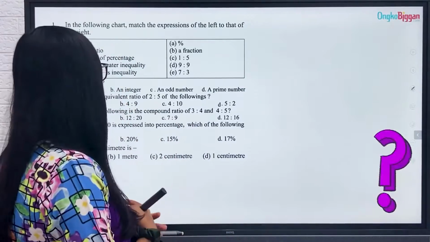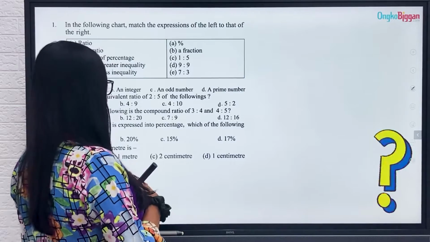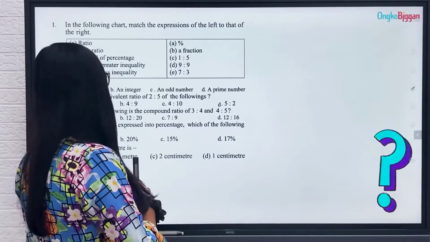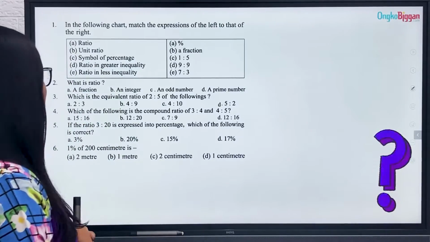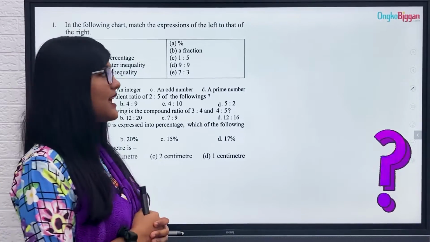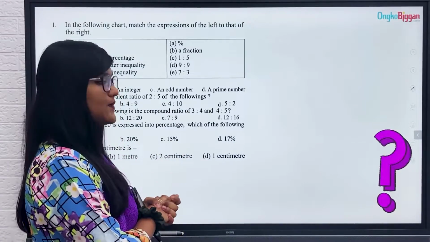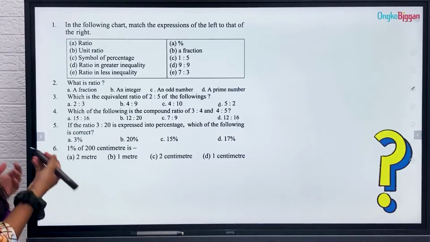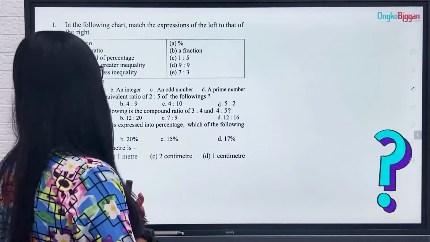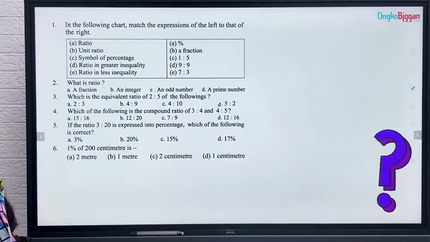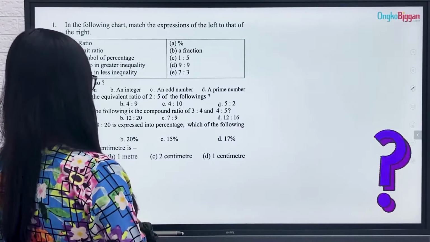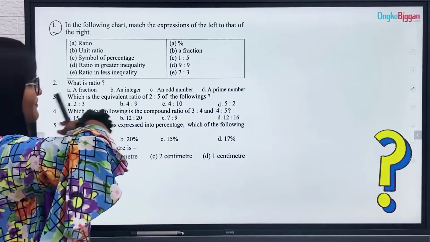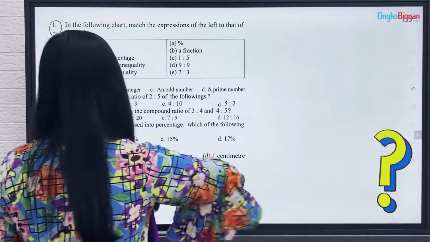So firstly, in this chapter, in the foremost part, there are some MCQs. In every chapter, in the last exercise, we have some MCQs that are to be solved. So these are the MCQs. Firstly we have a matching. This type of question usually doesn't come, but I am going to solve this because it's in your book.